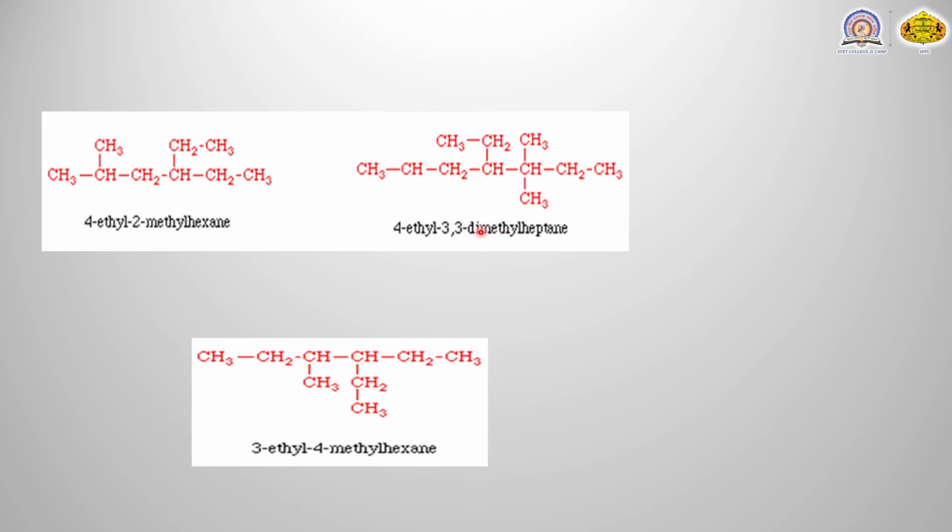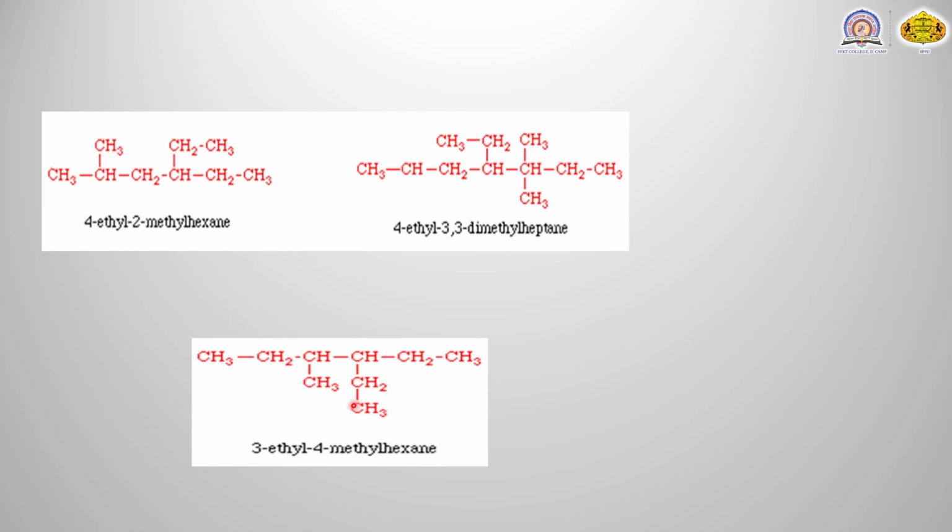So 3, 3, and there are 2 substituents, so di is written before the name of the substituent. So 3,3-dimethyl heptane. Hept means 7 carbons. Ane represents the functional group, that is alkane. So the name of the compound will be 4-ethyl 3,3-dimethyl heptane.